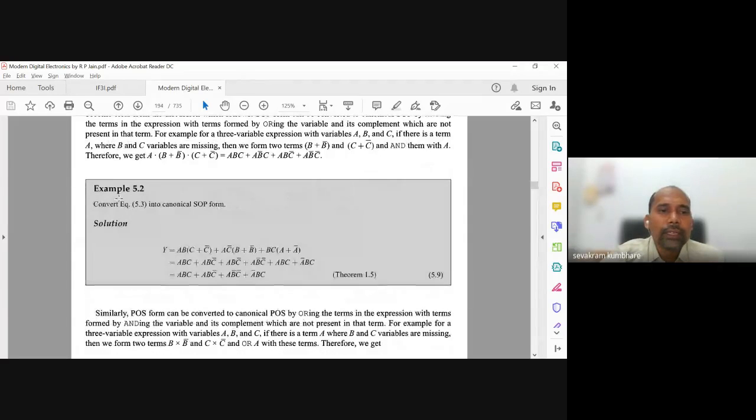Most of the time the questions are asked like this: convert a given expression into canonical SOP form. Now what is that equation? Give me a minute.